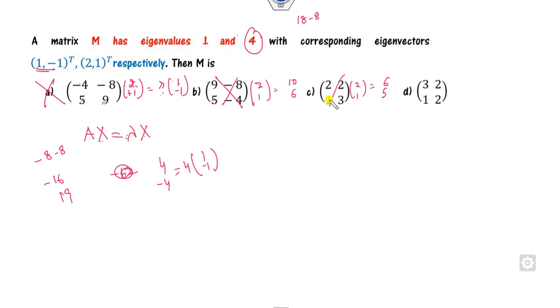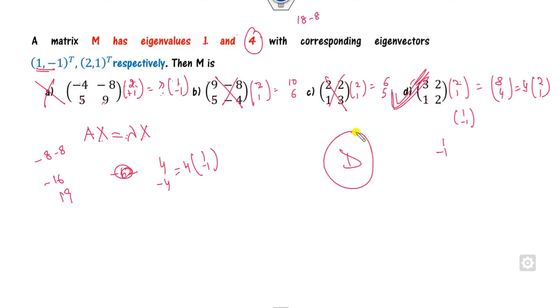If I write it here, 6 plus 2, 8. 2 plus 2, 4. You can see that I can write it as 4 of 2, 1. 4 is the eigenvalue. I can check the first pair also, 1 and minus 1. So what is that? This is my 1 minus 1. So this is the right answer of this problem.